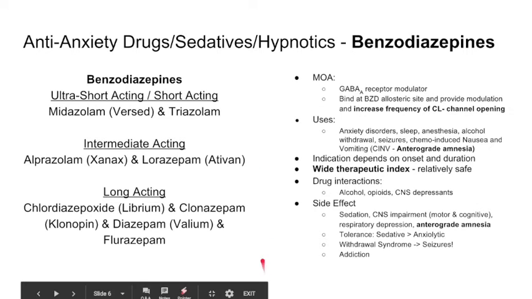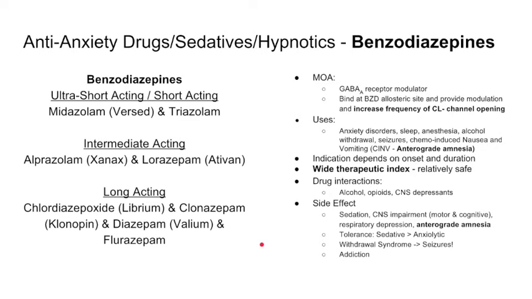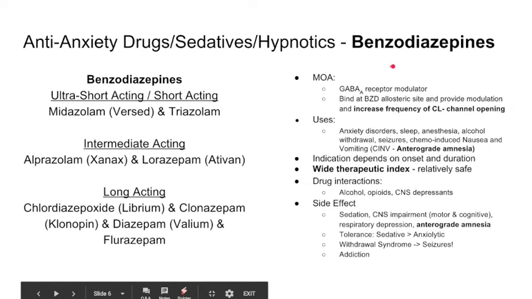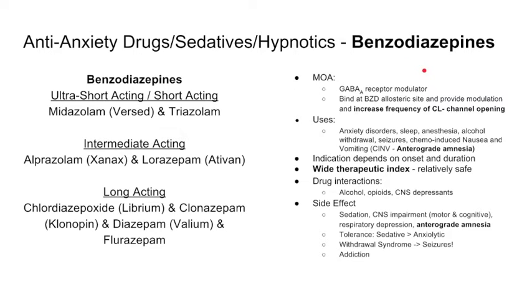And then we have our long acting: chlordiazepoxide or Librium, clonazepam or Klonopin, diazepam or Valium, and flurazepam. So these are all GABAA receptor modulators. As I showed you on the previous slide, these bind to the benzodiazepine allosteric site and provide modulation. So you're not directly activating the receptor. You're activating it through an allosteric site to provide modulation, and this increases the frequency of chloride channel opening.